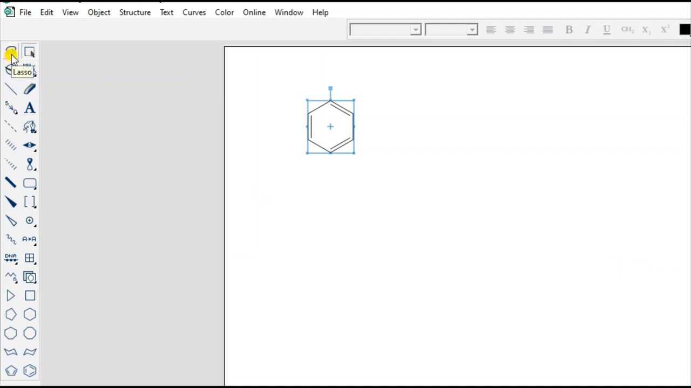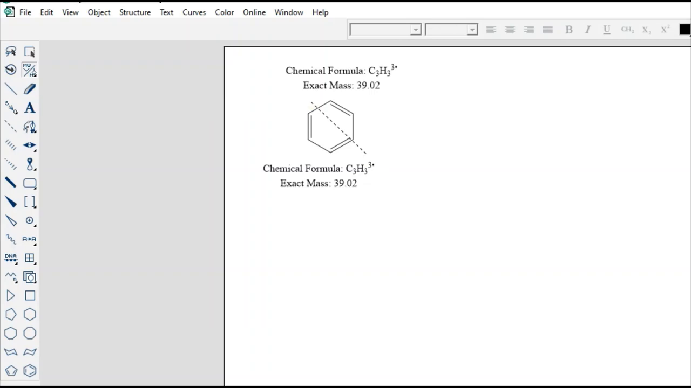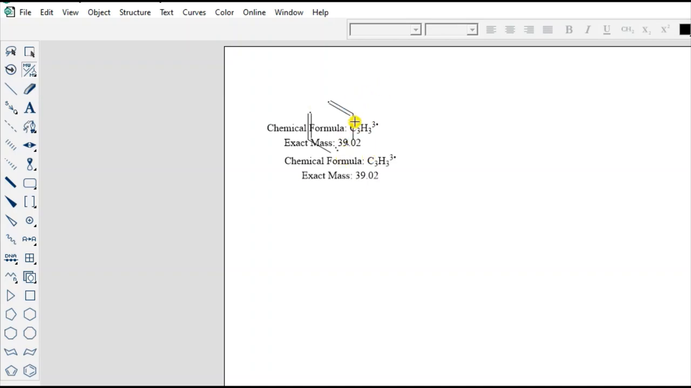Next is Lasso. Lasso has the same function as Marquee, but it is used to select a structure randomly, not regularly, not in a rectangular or square way. Next is the fragmentation tool. By the name, it is used to fragment a particular structure or molecule. After the fragmentation you can see that not all of its carbons and hydrogens are fragmented, but its exact mass is fragmented into two equal parts.